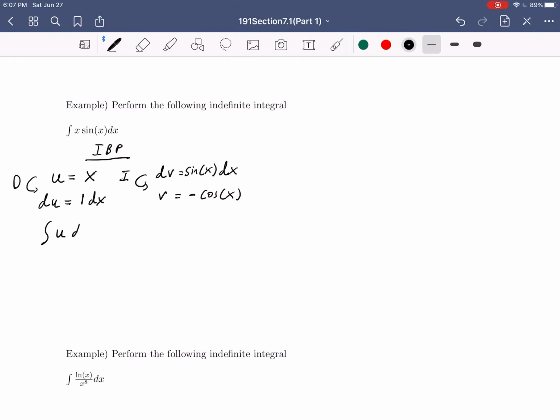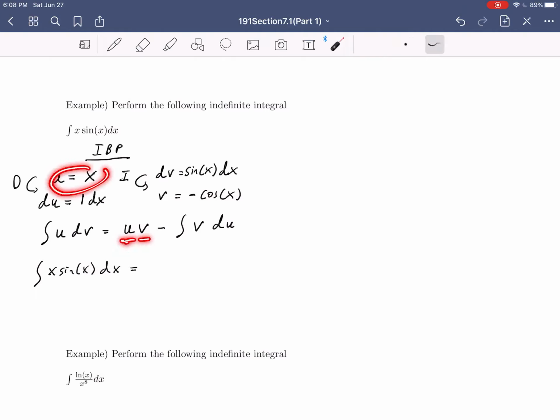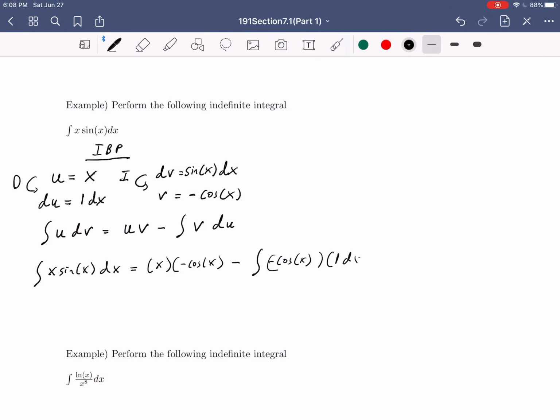We're saying that the integral of u dv, so the integral of x sine x dx, is supposed to be equivalent to uv minus the integral v du. So let's actually put this stuff in. X sine x dx is supposed to be u times v, so x times negative cosine x, minus the integral v du, so negative cosine x times 1 dx.